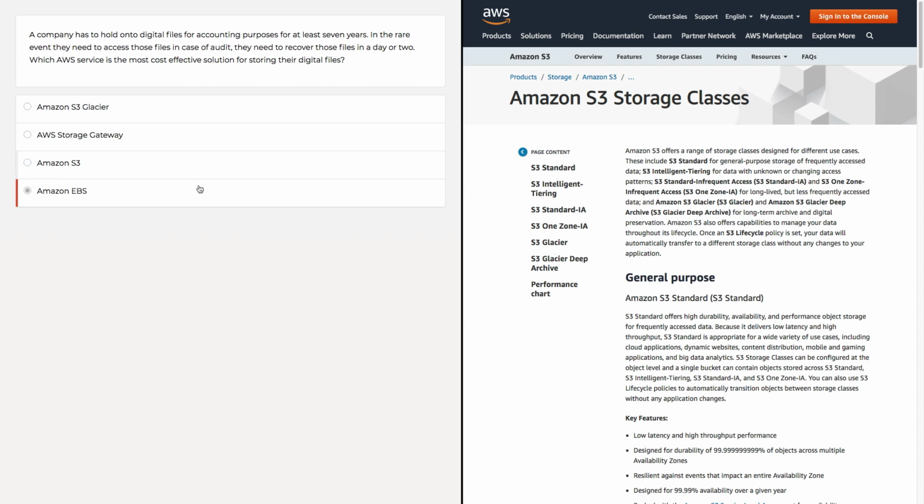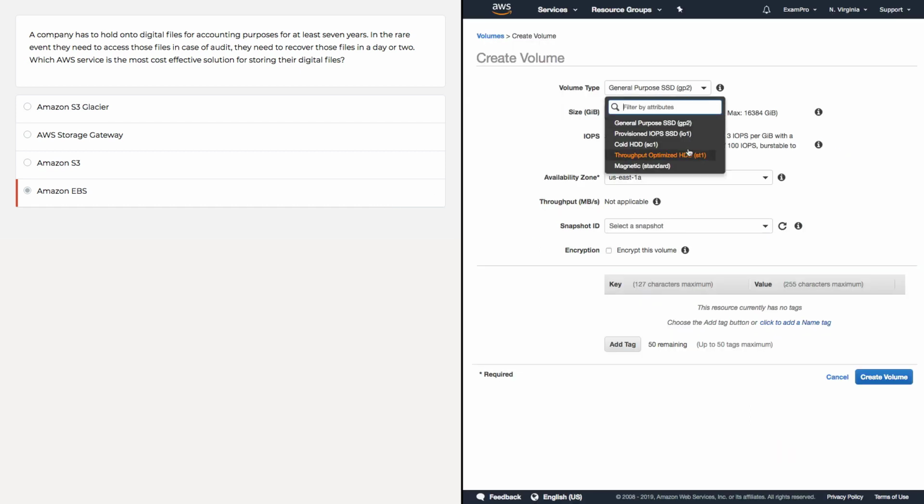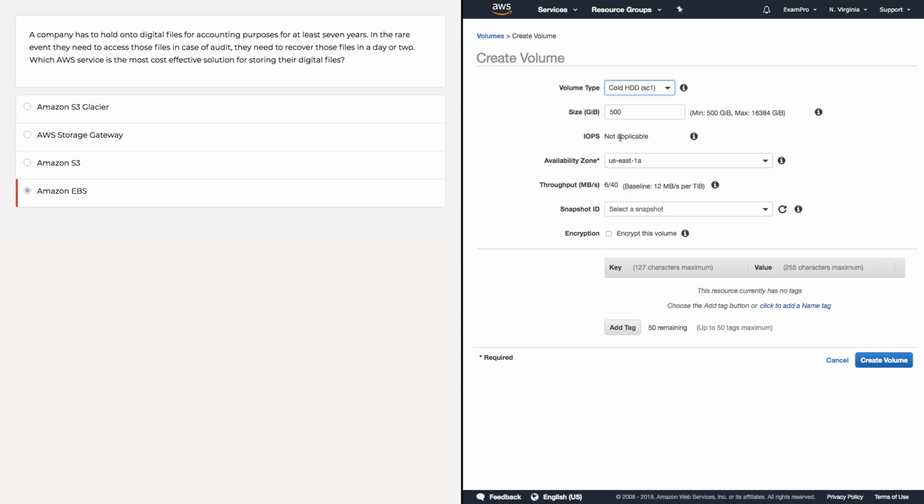EBS, which stands for Elastic Block Storage, is like a hard drive in the cloud. So you can literally choose, I can show you here, a type of hard drive you want to spin up, and you could store files on that hard drive. And based on the type of hard drive you choose, they're more cost effective. So cloud HDD, which is a type of hard drive, is the most cost effective hard drive to choose for bulk files that you don't plan on accessing very often. And Glacier actually uses cloud HDD.